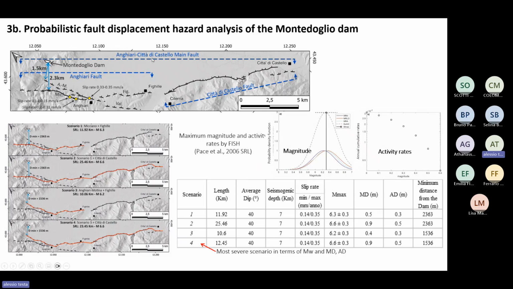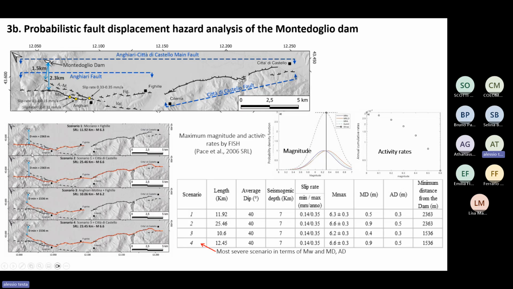Concerning the specific case study of the Monte Toglio Dam, after getting all the fault parameters, since the fault system is segmented, we decided to explore 4 different fault rupture scenarios. Each surface rupture scenario implies a different rupture length, different earthquake magnitude, different displacement on the principal fault, and different distance from the principal fault for the dam.